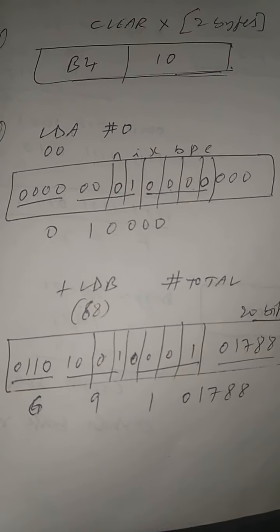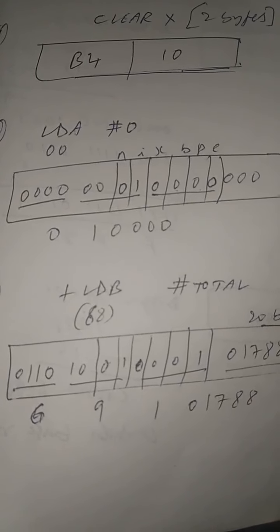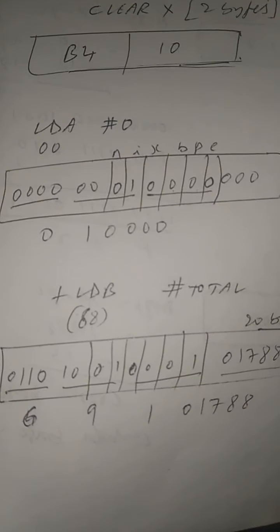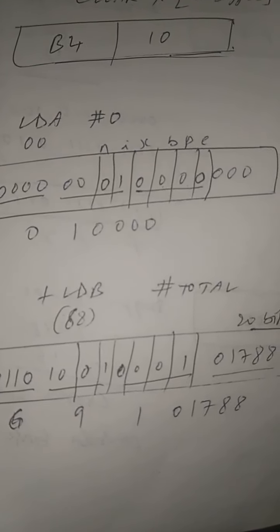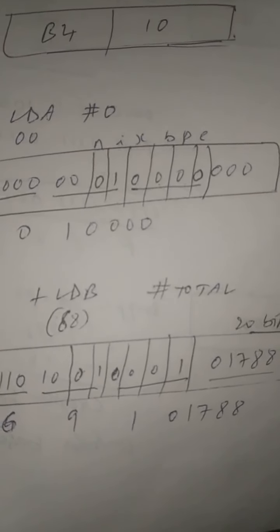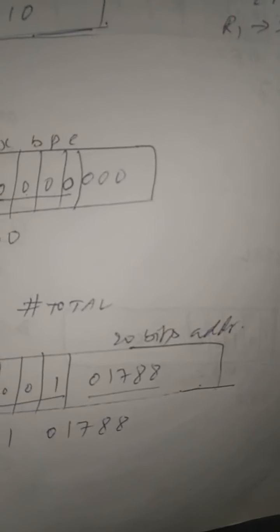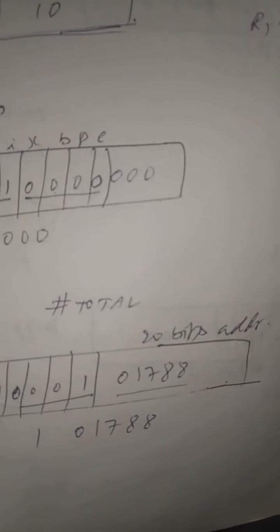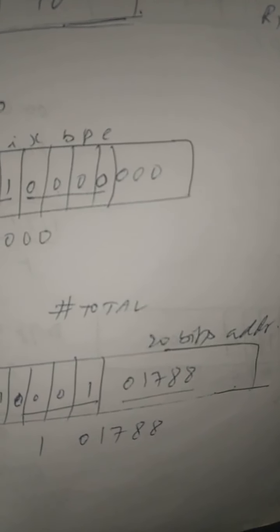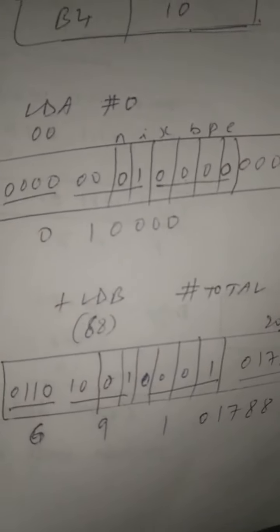So LDB has got value 68, 0110, followed by 10. The remaining last 2 bits are taken by N and I, and the remaining bits are 0 except E, because it is format 4. And this is a 20-bit address field. It's not the displacement for format 4. It is a 20-bit address. Directly you have to take the address of that particular label.